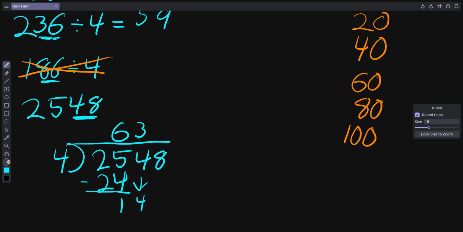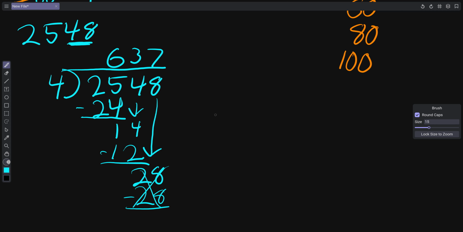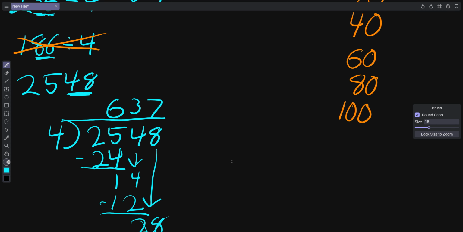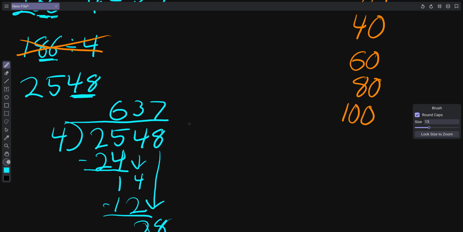Finally, we drop an 8. 4 can go into 28 7 times. And 7 times 4 equals 28. And when we subtract these, they cancel. And we are left with 637 as our final answer. I forgot to write that we were trying to divide this by 4. But you can see that 637 is our final answer.